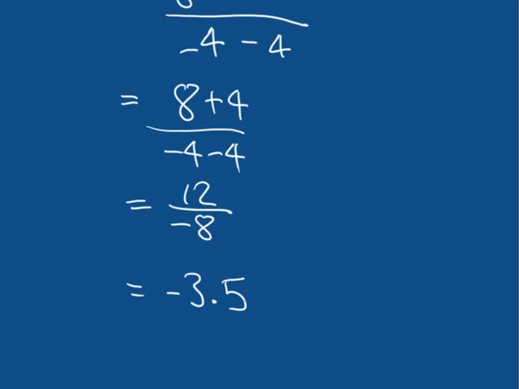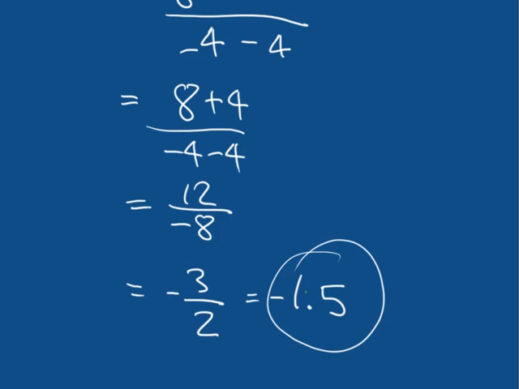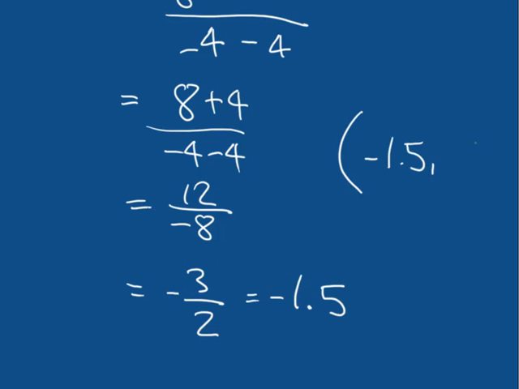Wow, there's me thinking in fractions and talking in numbers. That's actually equal to minus 3 over 2, which is equal to minus 1.5, not minus 3.5, which is me thinking in fractions and then speaking out loud. My apologies for that. So again, 12 over minus 8 is going to be equal to minus 3 over 2, which is equal to minus 1.5. So that's our x-coordinate, minus 1.5.